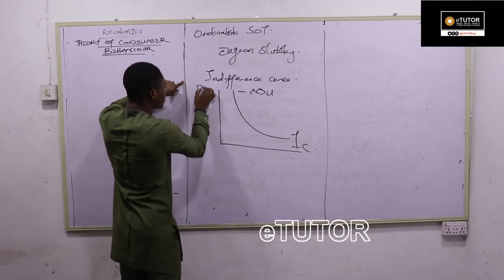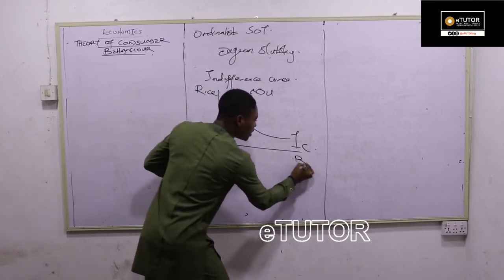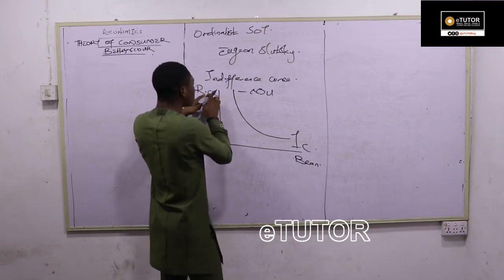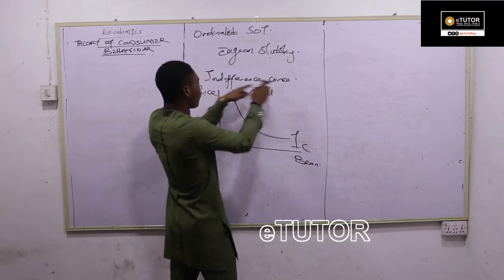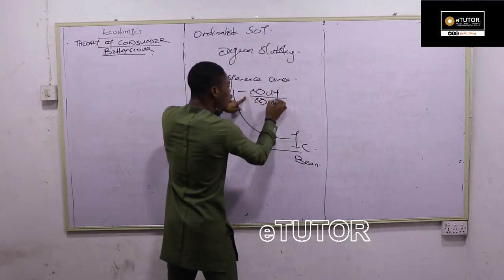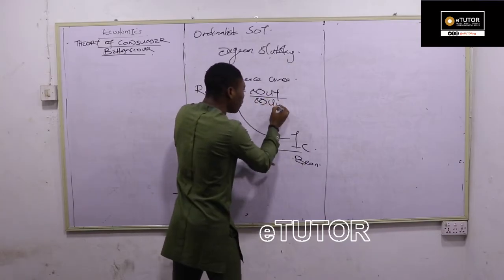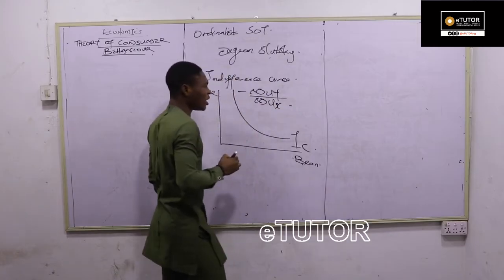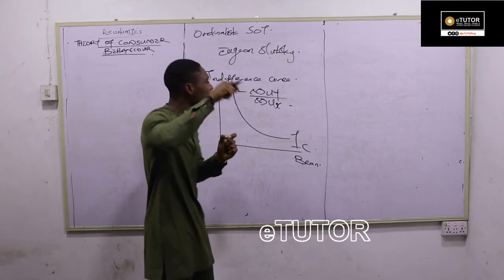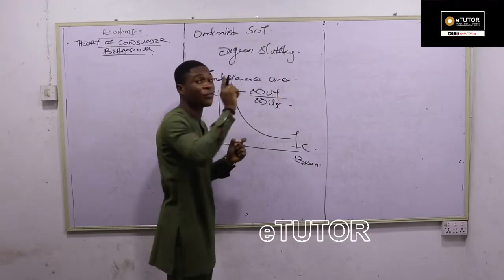If this is rice and this is beans, the slope of the indifference curve is measuring the marginal utility of rice, which we can say is Y, over the marginal utility of beans, which we can say is X. So the indifference curve is used to measure the ratio of the changes in the marginal satisfaction of two different things.